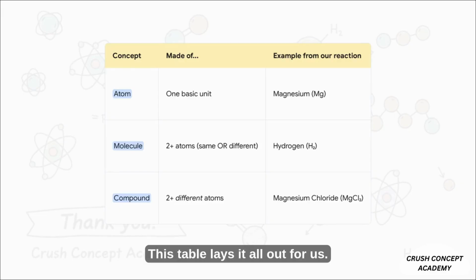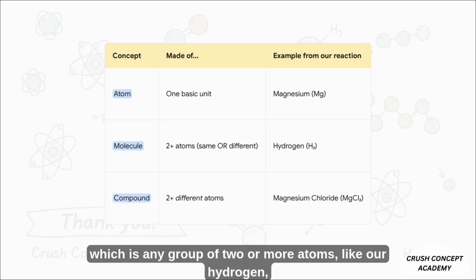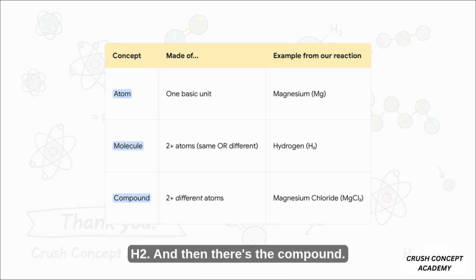This table lays it all out for us. First, you've got the atom. That's our single unit, like magnesium. Then you've got the molecule, which is any group of two or more atoms, like our hydrogen, H2. And then there's the compound. See our example, magnesium chloride. Notice the key difference? It has to be made of different types of atoms.